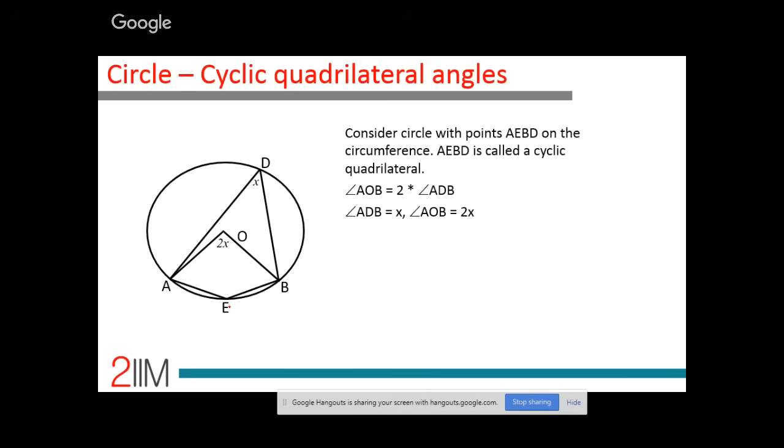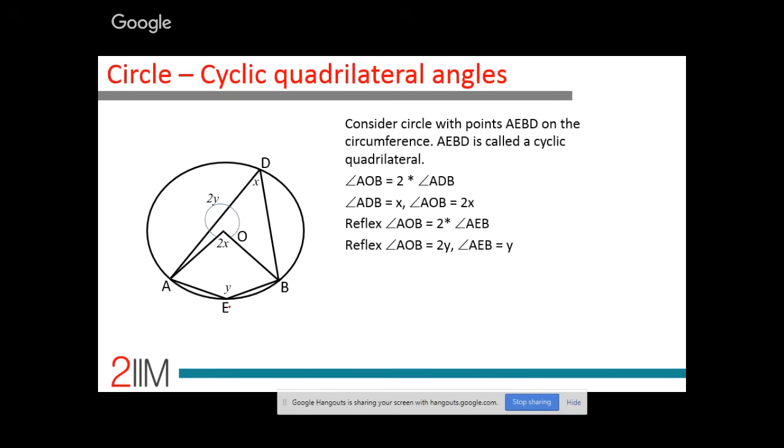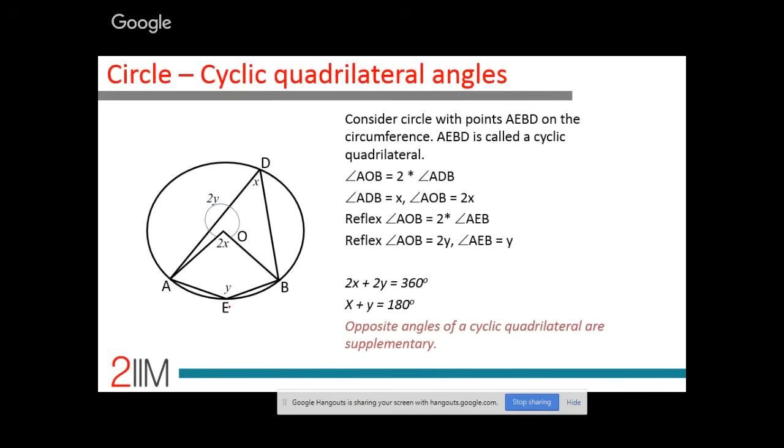If you have a shape like this, AEBD is called a cyclic quadrilateral. Any 4-sided shape is a quadrilateral, we know that. A 4-sided shape where all 4 vertices lie on the circle is a cyclic quadrilateral. So if you have a cyclic quadrilateral, and angle ADB were x, then angle AOB would be 2x. If angle AEB were y, angle BOA, the reflex angle, would be 2y. 2x plus 2y is 360. So x plus y is 180. Opposite angles of a cyclic quadrilateral are supplementary. Just as angle in a semicircle is a right angle, opposite angles of a cyclic quadrilateral are supplementary. Two very important angle properties.